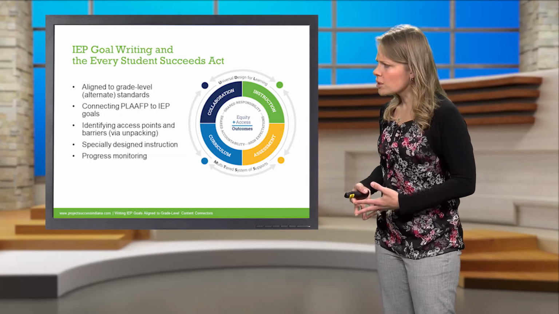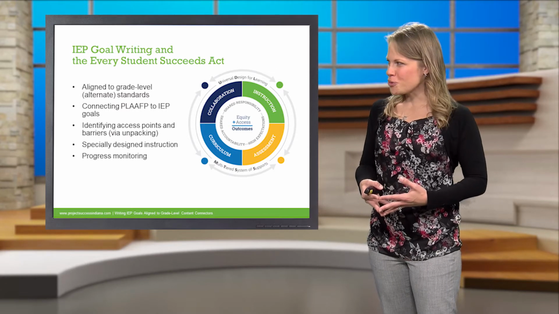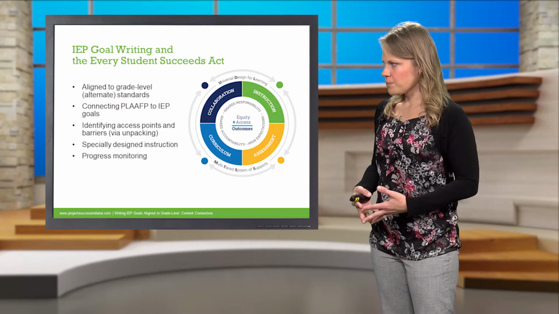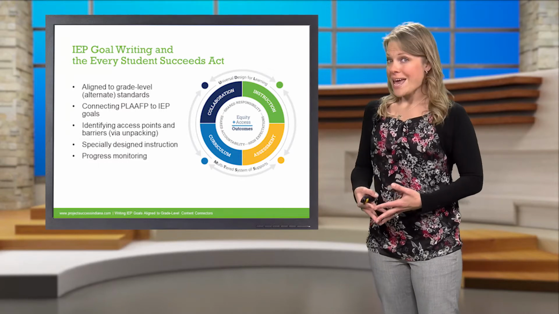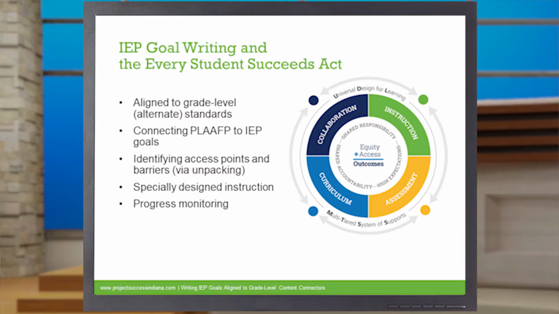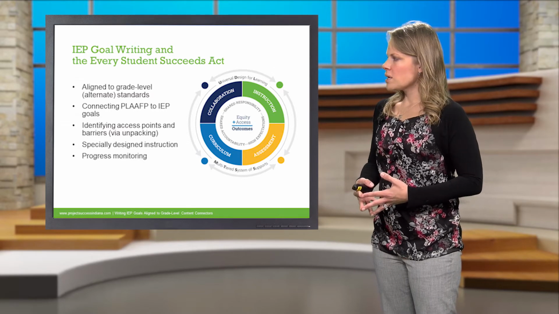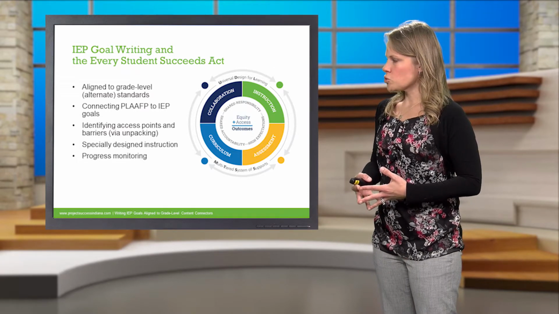We're also going to be looking at connecting present levels of academic achievement and functional performance to IEP goals. Identifying access points and barriers, that's what we're going to be doing through the unpacking process. We'll look a little bit at specially designed instruction, and lastly, progress monitoring, and how all of these elements come together through ESSA to be a part of a well-written, measurable annual goal.